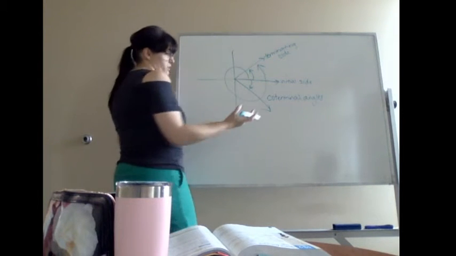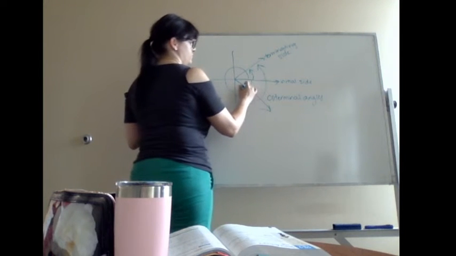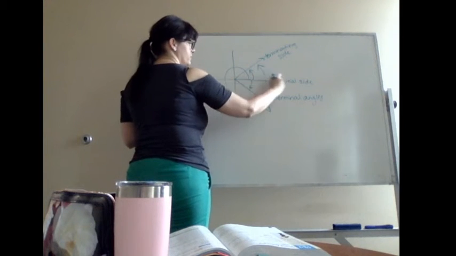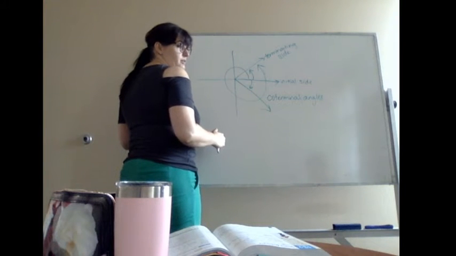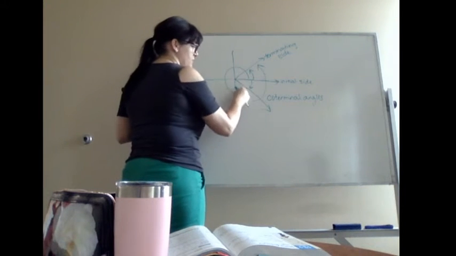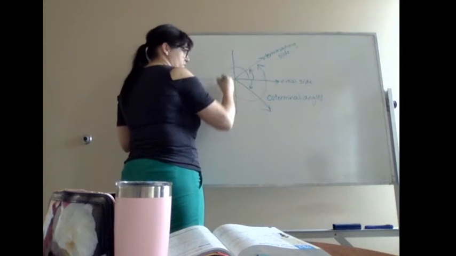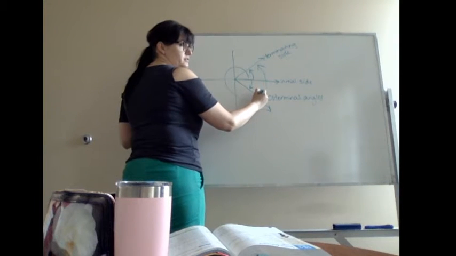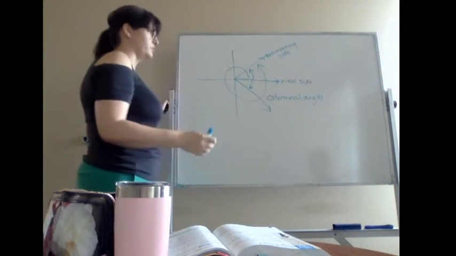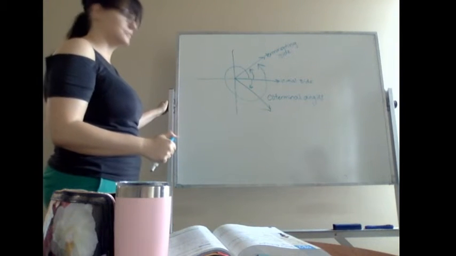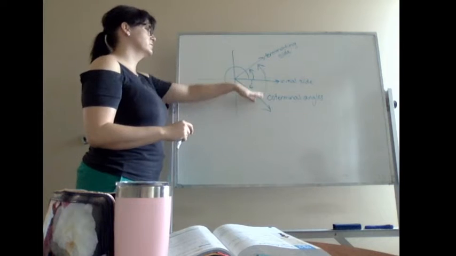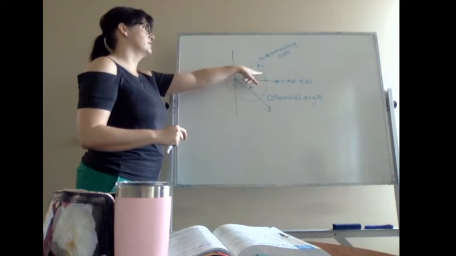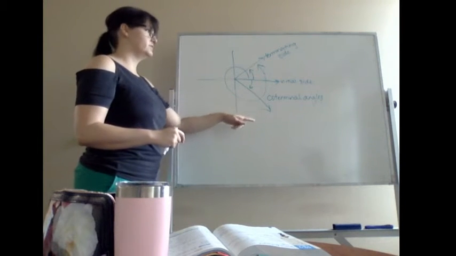So how many degrees would that be? Well, if this is a 45 degree angle, so you always start here, and that's 0, that would be negative 45. Does that make sense? But negative 45 would be the same thing as 315. How do you feel with these concepts? Okay, good.